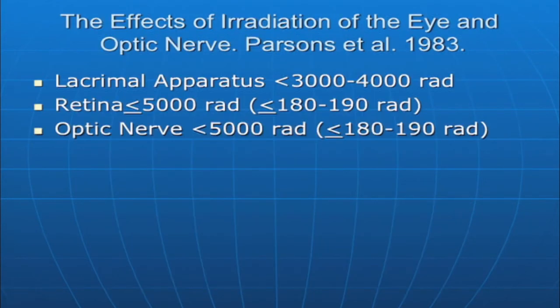So Dr. Parsons from the University of Florida did a similar study looking at ocular complications after treating radiation patients to the head and neck area. In his study, one thing that was very interesting, he showed that if you keep the dose per fraction to less than 180 to 190 centigray per fraction, there are fewer long-term complications of the retina and the optic nerve at doses of 5,000 centigray.